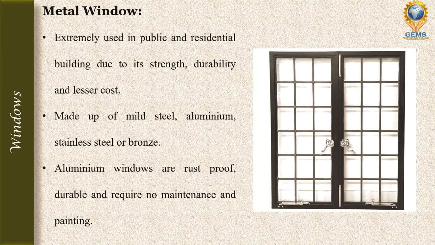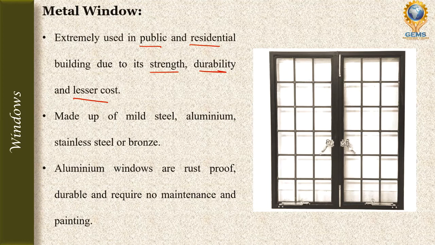Let's start with the metal window. These metal windows are extensively used in public and residential buildings due to their strength, durability and lesser cost. In this metal window, every part will be in steel, aluminum, stainless steel or bronze.